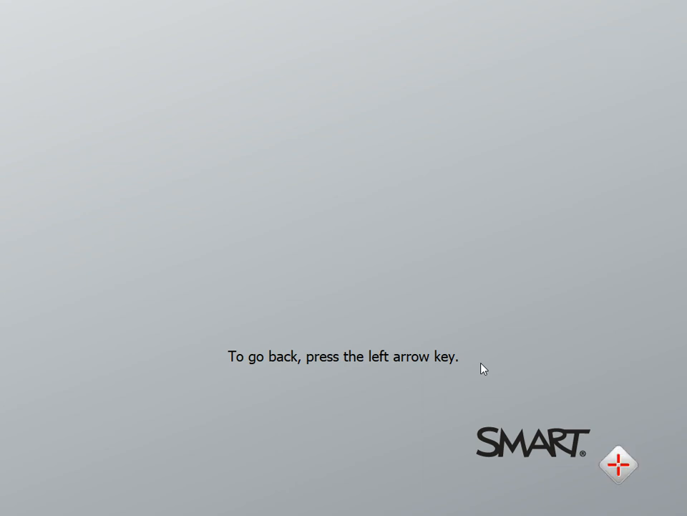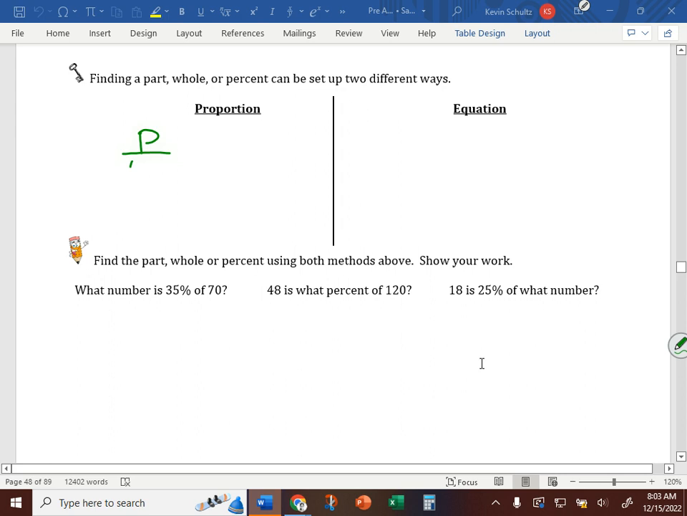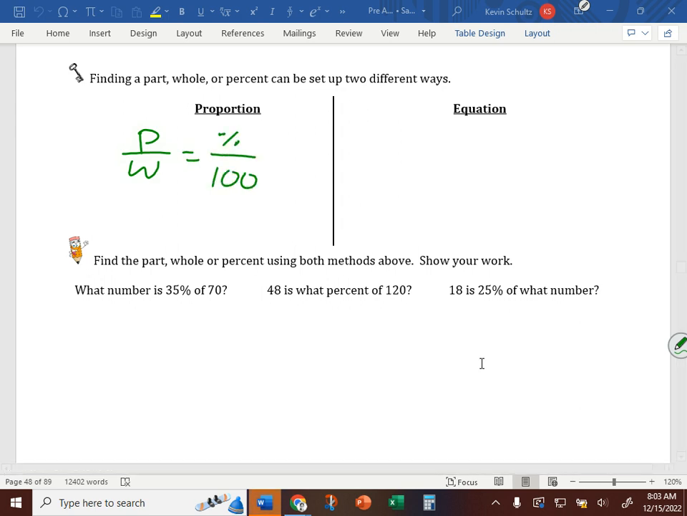Part over whole equals percent over 100. And you're going to use this method if you like fractions, you like cross products, you like scale factor. It's a really good one to use.